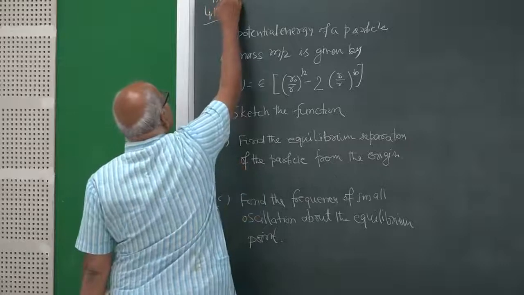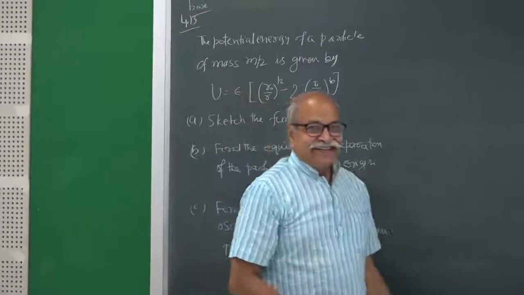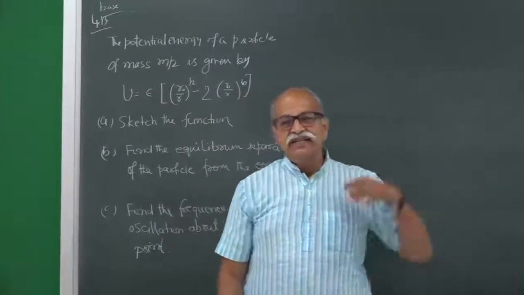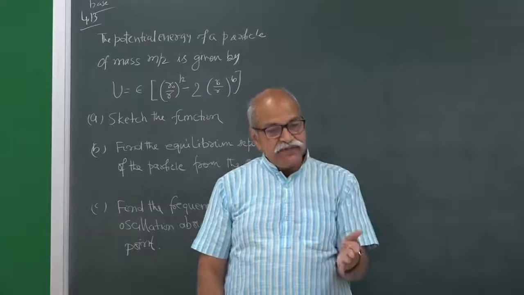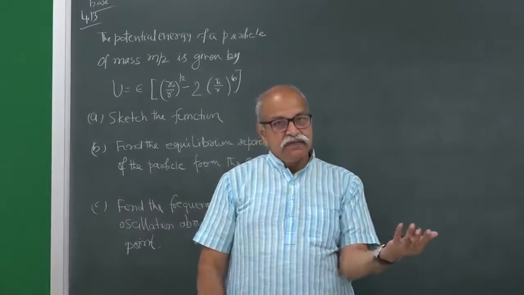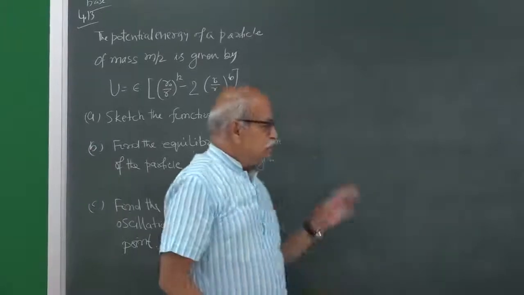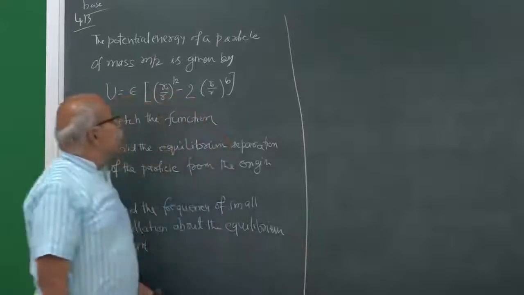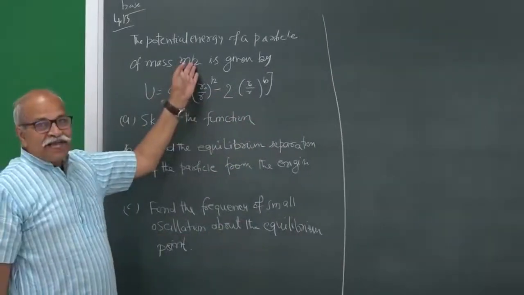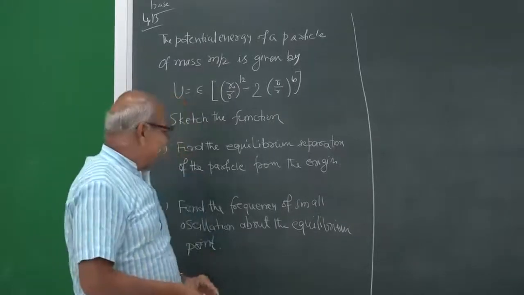It is not exactly 4.13 of that book, it is based on that. Essentially, it is a one dimensional problem. You are talking of equilibrium position, you are talking of frequency of oscillation about that equilibrium position. You may be wondering why m by 2, why not m? That will become clear after a few lectures.